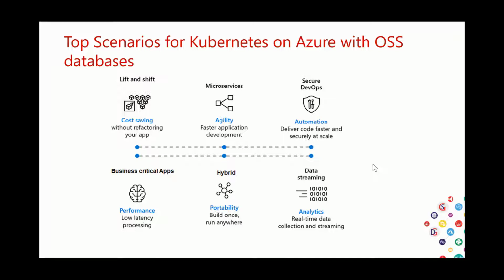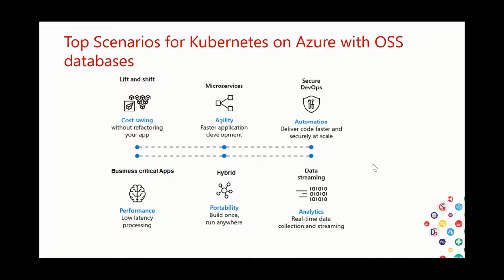You also get secure DevOps. You can develop code faster and securely at scale. You can use dev spaces. You can use Azure pipelines. All these tools give you the capabilities that you need to have continuous integration or continuous deployment to quickly release updates to your application.